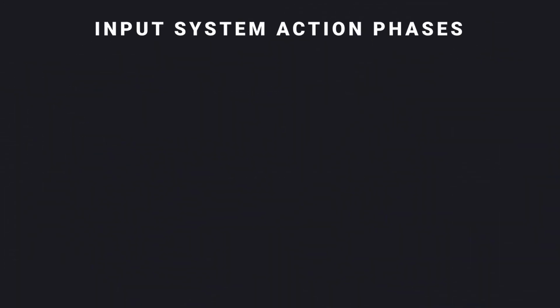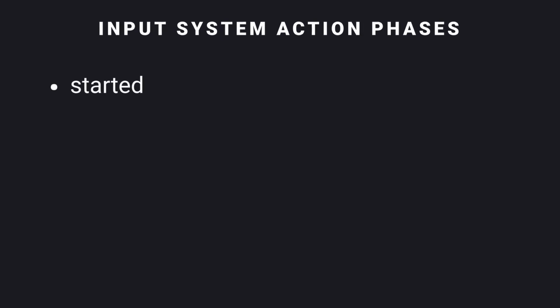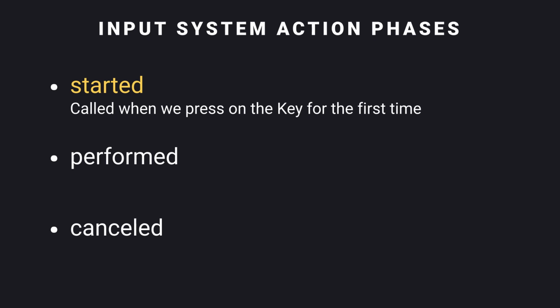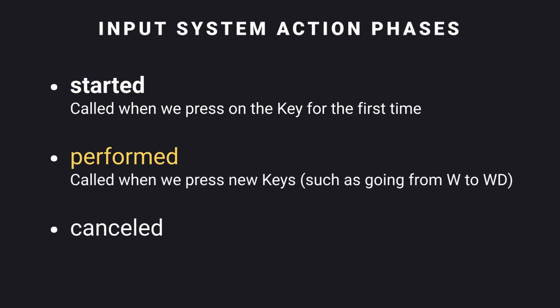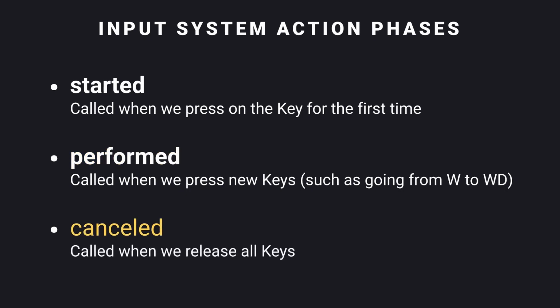Every action should have 3 phases: started, performed, and cancelled. When these are called depends on the action type that we chose when creating the input actions. In our case, we need the movement input, which is of type value. For the value action type, started means when we first press one of the keys. Performed means whenever we press a key after the first one without actually releasing it, like going from W to WD. And cancelled means releasing the input keys completely.